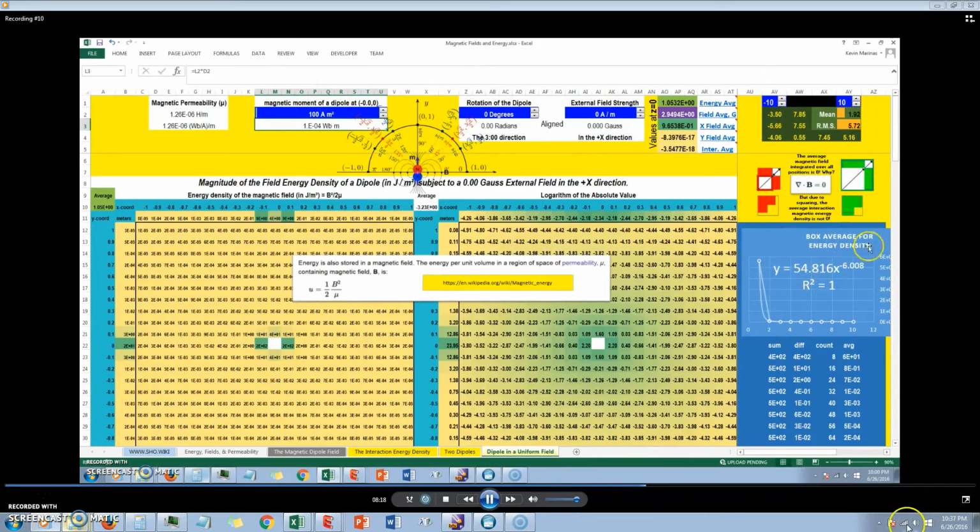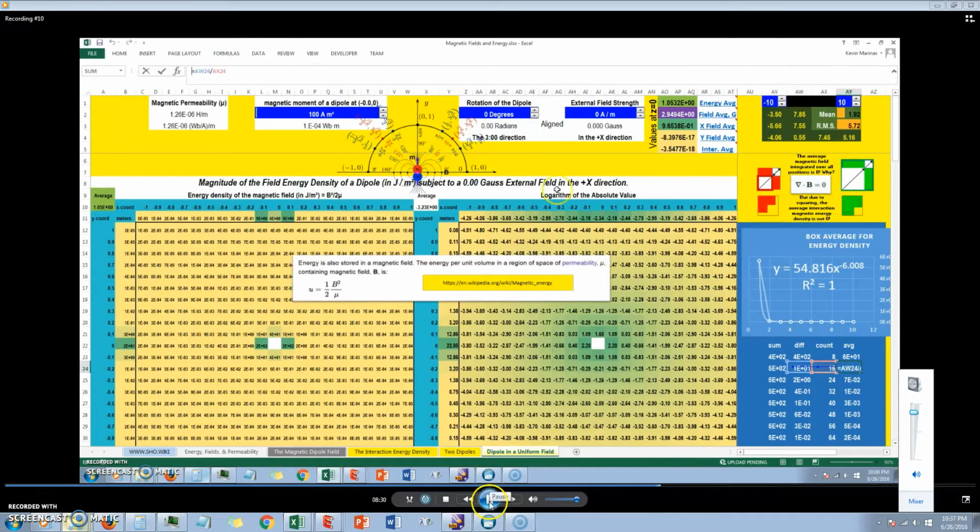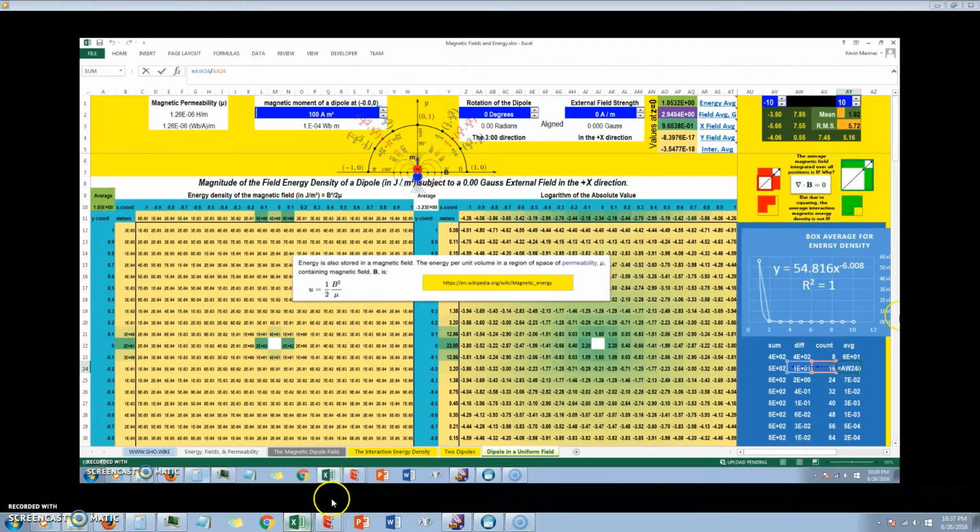So we see here this is thing I call the box average for the energy density. So let's go ahead and trace our formulas. Okay, so what this does is these precedents trace back what was used to calculate, in this case, the average column. So we have here a difference. Let's go back to here.